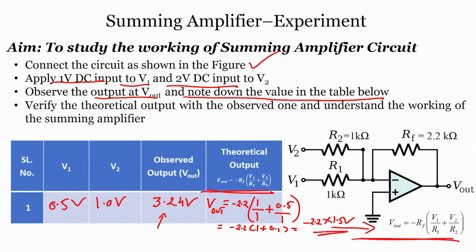Is it correct? So, this will be close to your 3.24 volts, right. You calculate this minus 2.2 into 1.5 volts, and this is how you can calculate theoretically. So, this is the theoretical way of measuring the output of the summing amplifier. This is the actual or practical way of measuring the output of the summing amplifier.